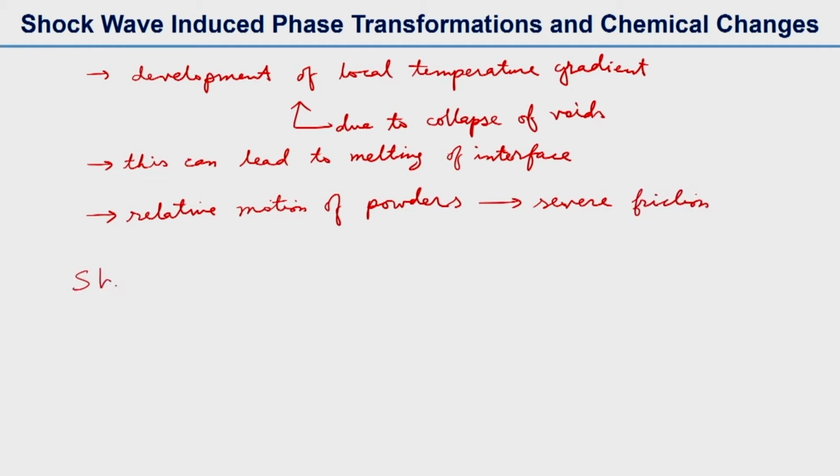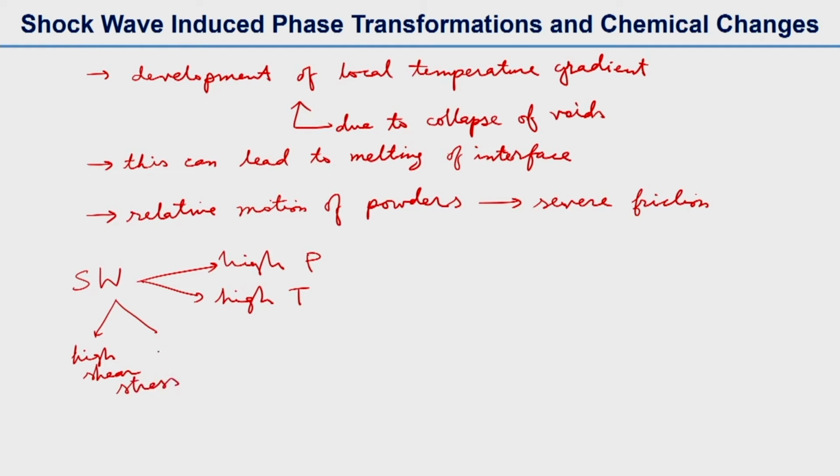A shockwave can produce very high pressure and high temperature, and also it can produce high shear stress and strain. So these can be both, maybe a local rise, or a rise in the entire body, or it can be a global rise.